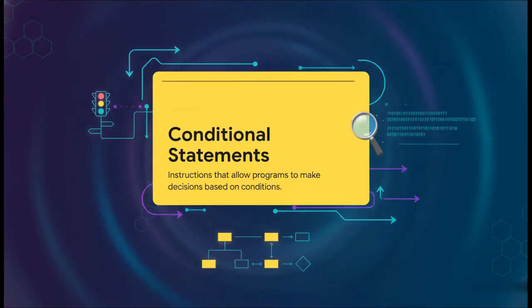Try to visualize the brain of a software program as this series of glowing, futuristic flowcharts. It's constantly taking in massive amounts of data, evaluating it, and deciding which path to take. Conditional statements are simply the instructions that let these programs make decisions based on very specific conditions. Honestly, think of them as traffic cops for your data. Instead of a program just mindlessly crunching numbers from top to bottom, these statements tell the machine to stop, look at the data, evaluate a condition, and route the behavior accordingly.